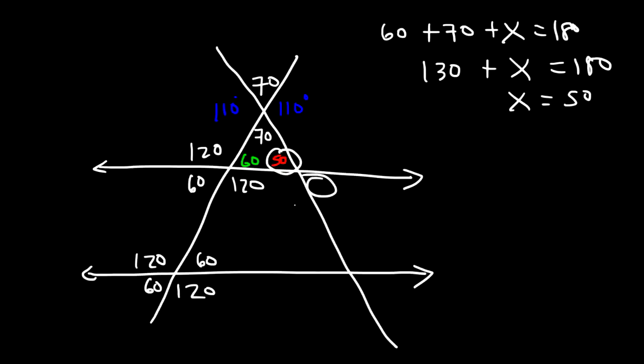Now, these two are vertical angles as well. So this is 50. And then 180 minus 50 is 130. So this is 130 as well. Now these two are alternate interior angles, so this must be 50. And those two are alternate interior angles, so that's 130. And then these two are corresponding angles. So corresponding angles are congruent. And these two are alternate exterior angles, which are also congruent.